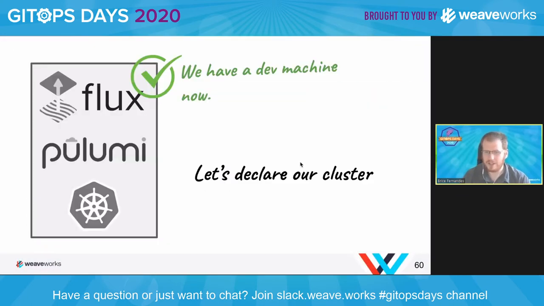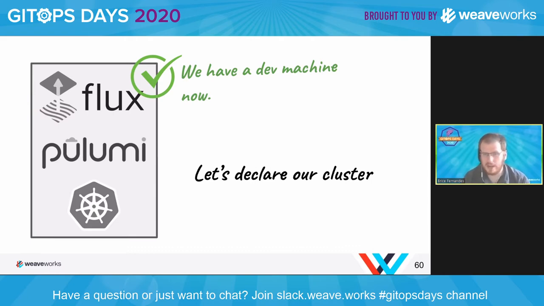So now we have a dev machine, right? We have a fully functional dev machine suitable for our tutorial today. So the next step is let's start declaring our cluster. Let's create a cluster declaratively. Now we have all the tools we need. It didn't take too long for us to set them up. I promise you, if you're going to be following this at home on your own time, it won't take you very long to set this up either, no matter what your machine is.